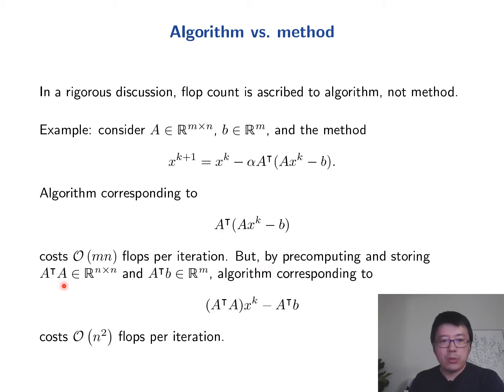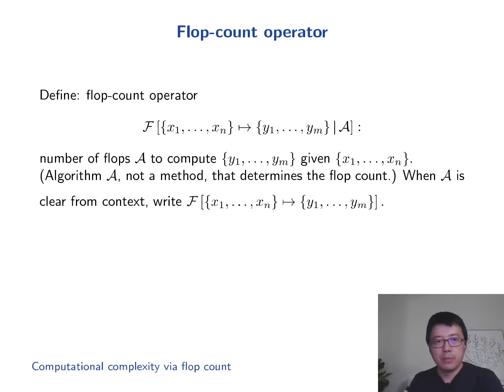By pre-computing and storing the matrix AᵀA and the vector Aᵀb, the algorithm corresponding to this computation, which boils down to multiplying this matrix to xk and subtracting the vector, costs n² flops per iteration. So which one is better depends on the comparison between m and n. To save words, we introduce this notation, the flop counter operator, to denote the number of flops of an algorithm A used to compute the output given the input. Note that, again, the algorithm A, not the method, determines the flop count. However, when A is clear from the context, we may omit it from the notation.